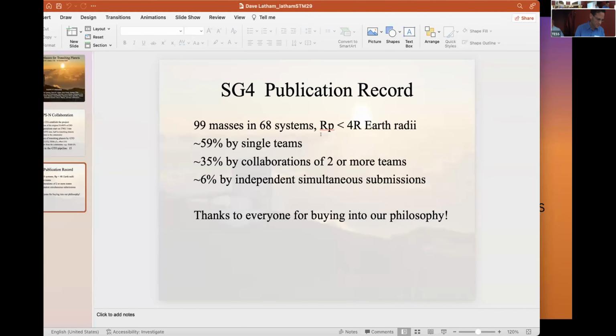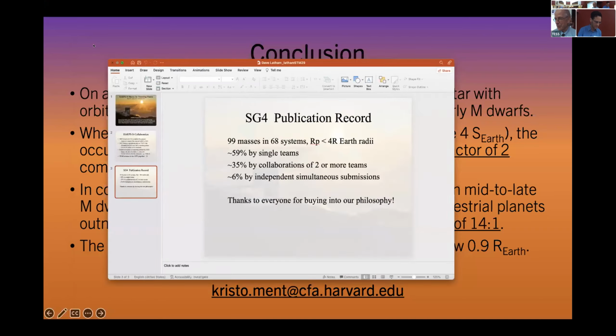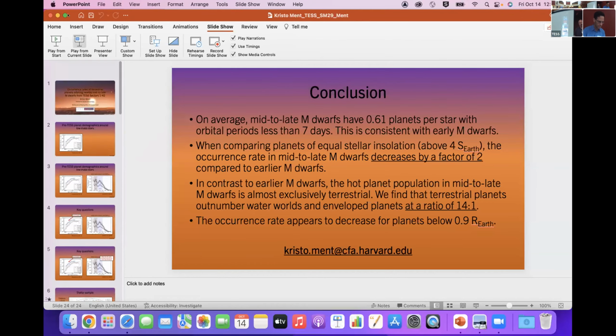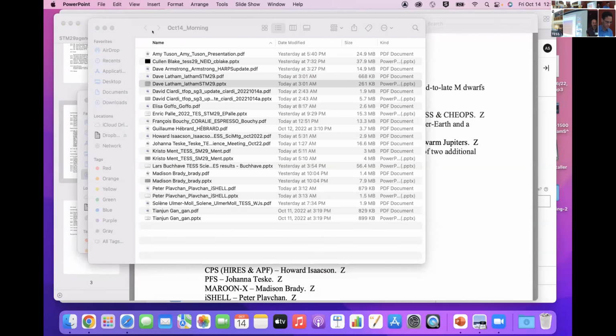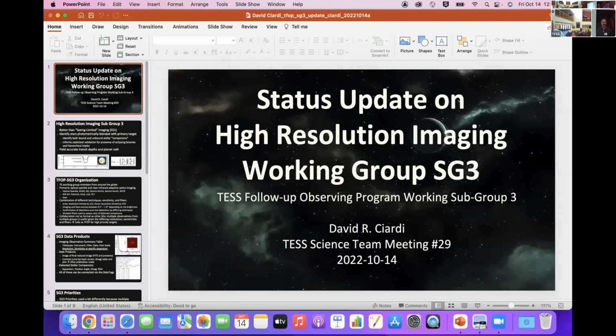Okay, he's going to talk about another very successful subgroup, subgroup 3 for high spatial resolution work, finding companions lurking in the shadow of TOIs.